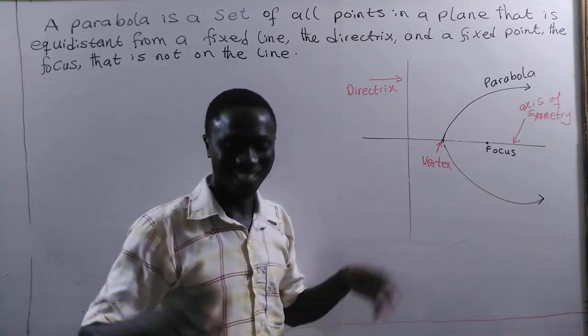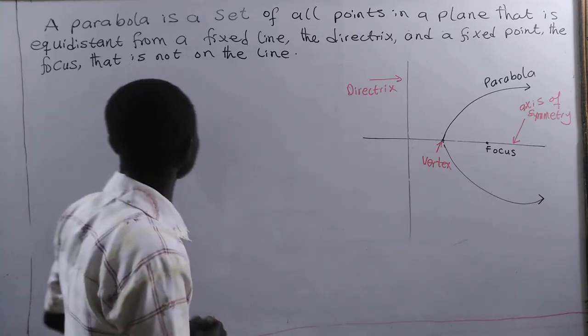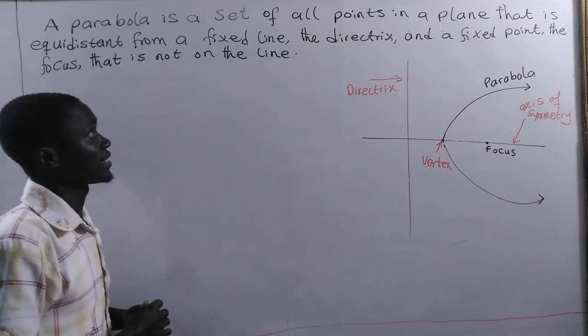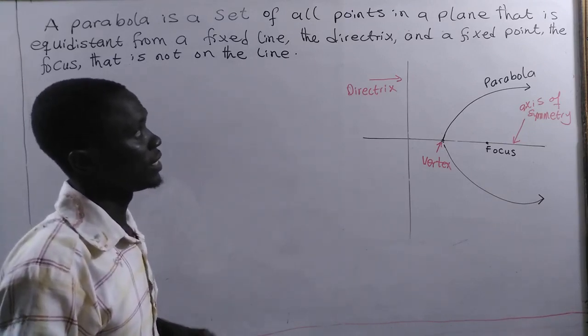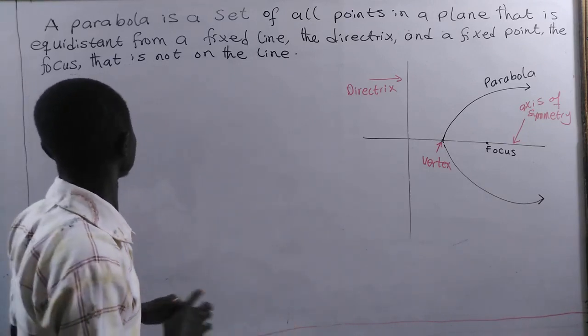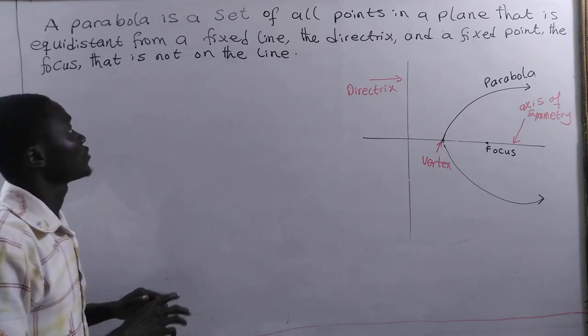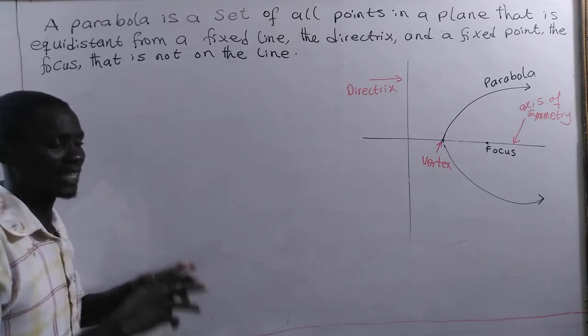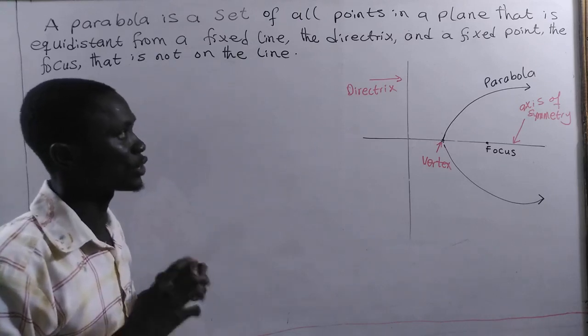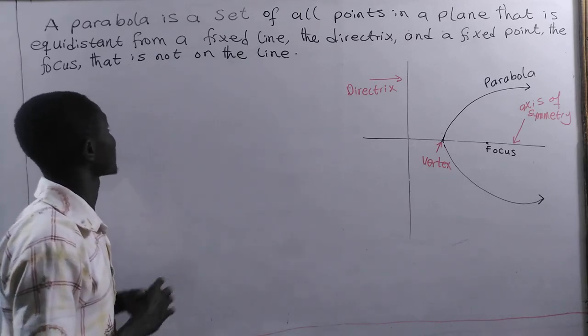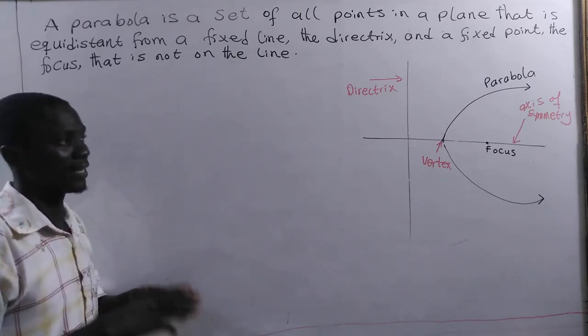So now let's go through it. A parabola is a set of all points in a plane that is equidistant from a fixed line, the directrix, and a fixed point, the focus, that is not on the line.